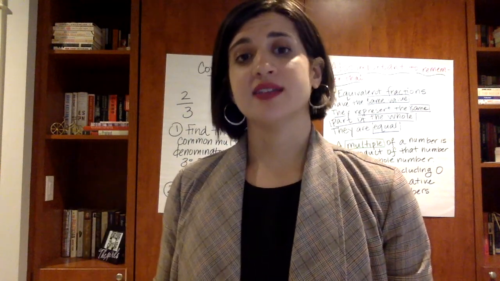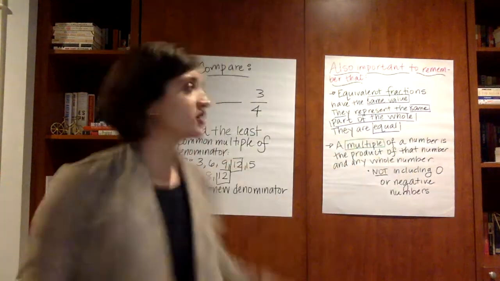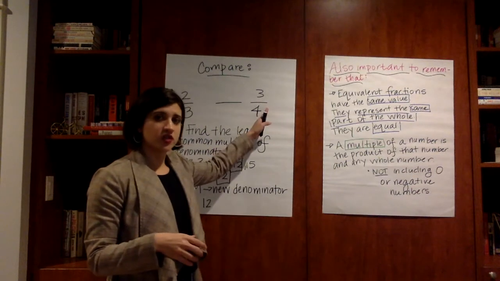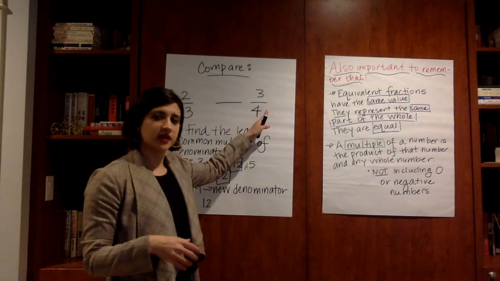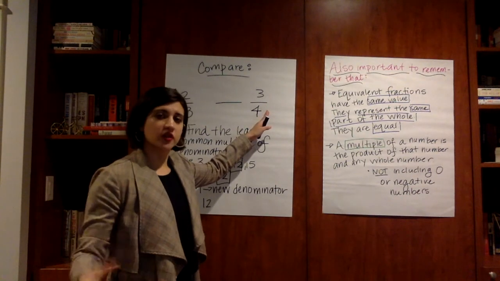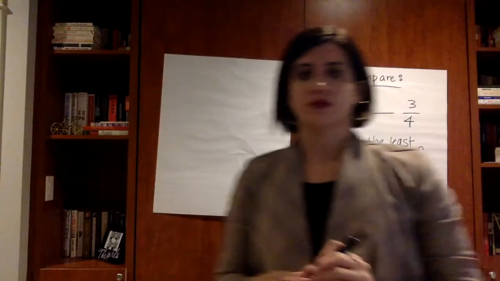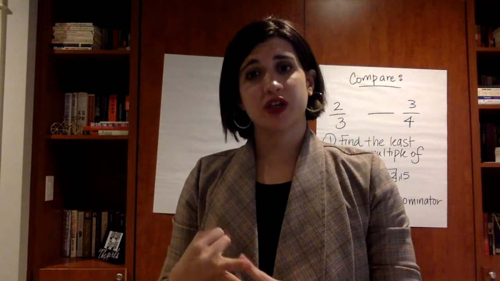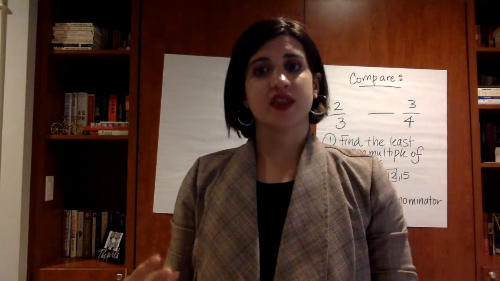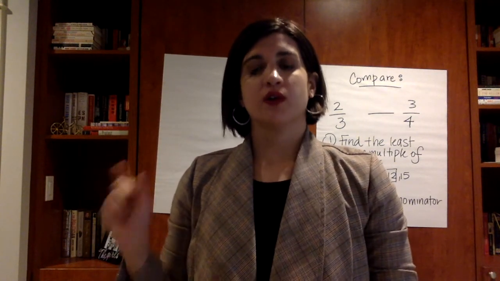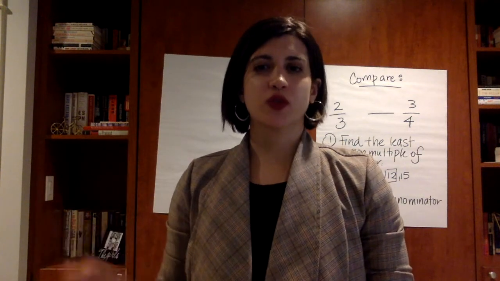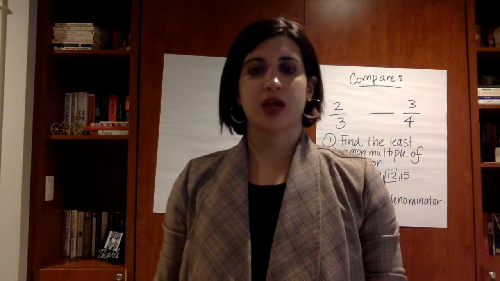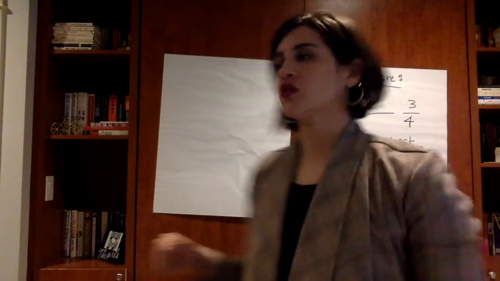So with that said, let's find the equivalent fractions of 2/3 and 3/4 that have the same denominator, in this case 12, so then we can compare them. So now I have found the least common multiple. I know it becomes my new denominator. And we said the third step is to create equivalent fractions for 2/3 and 3/4 with the same denominator, in this case 12. So let's do that.